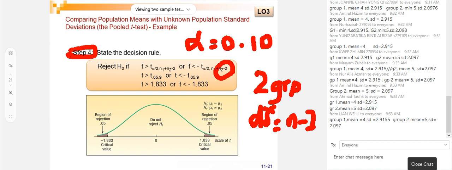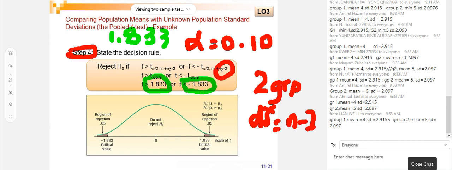Berapa value interchange kat situ? 0.05. 0.051 til atas sekali, 1.0. Okay, kejap. You akan dapat 1.833. Okay, you akan dapat 1.833. So the Y 1.83 ada dekat sini.